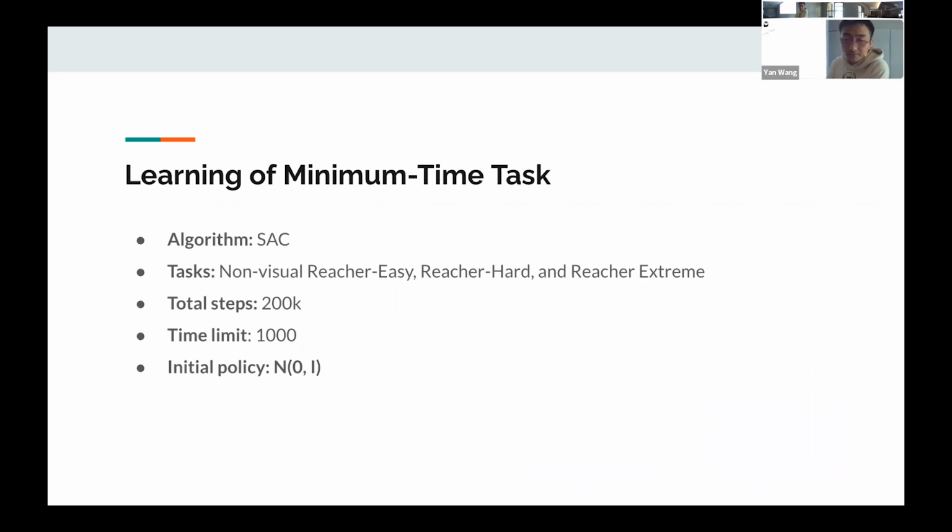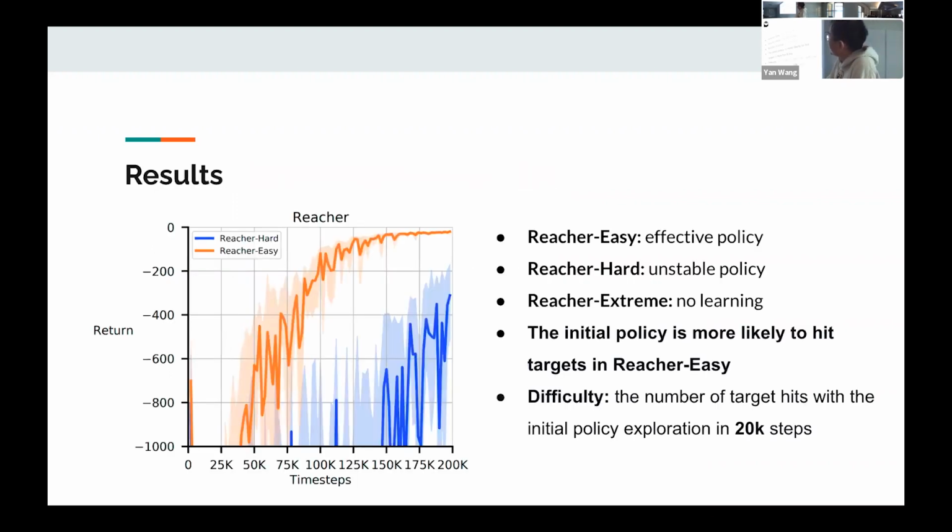Now we show some preliminary experiments using SAC to solve minimum time tasks. The algorithm is SAC. The tasks are non-visual reacher easy, non-visual reacher hard, and non-visual reacher extreme. The total environmental steps is 200K, and the time limit is 1,000. The initial policy is initialized to a normal distribution with 0 mean and unit covariance. So let's see the result here.